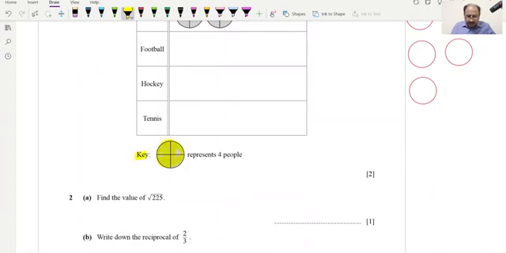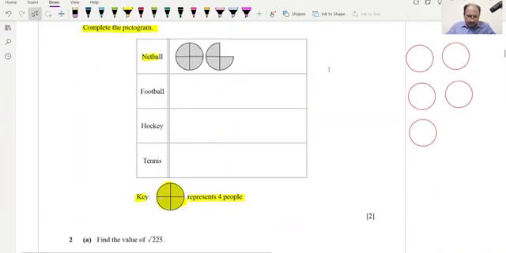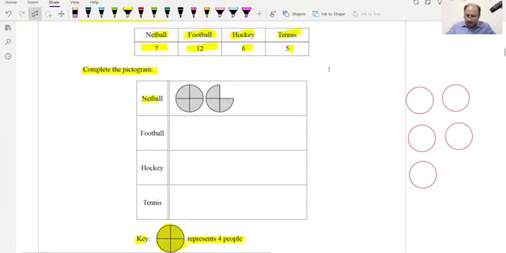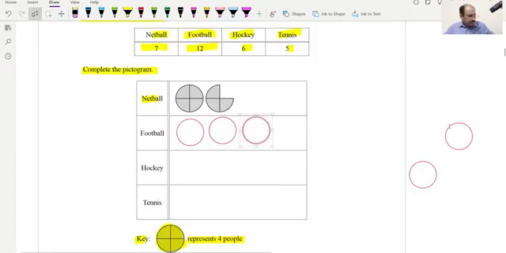This complete circle with 4 portions represents 4 people. Now football is 12, so one complete circle is for 4, so I have kept circles over here so that conveniently we can draw. So we require 3 circles, 1 circle, 2 circles, and 3 circles will be in this section.